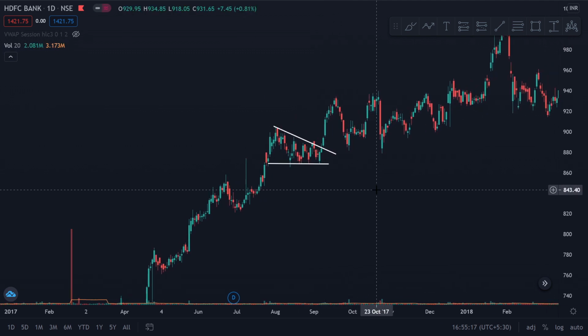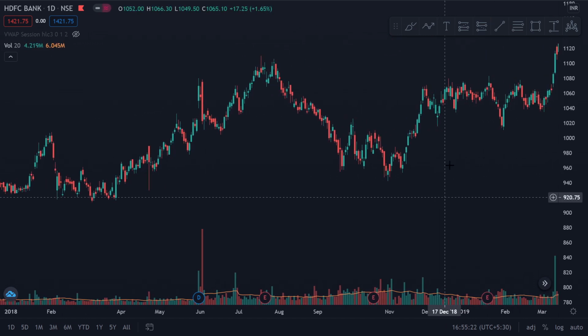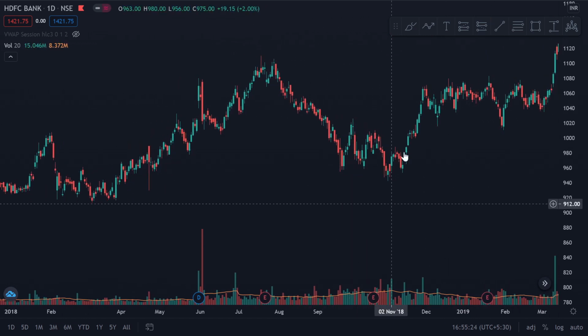And then if I move further in front, I can see another reversal pattern right here. So what is this reversal pattern?